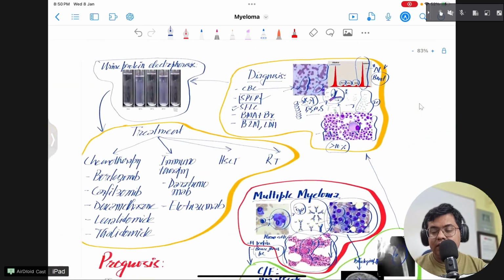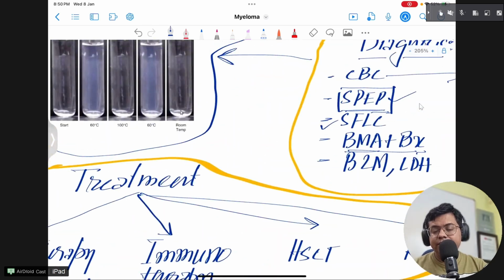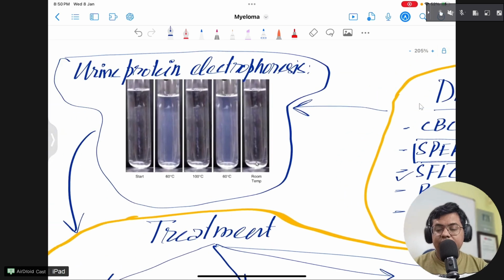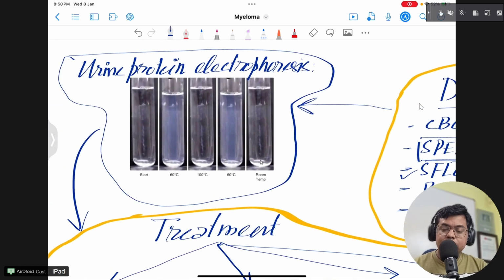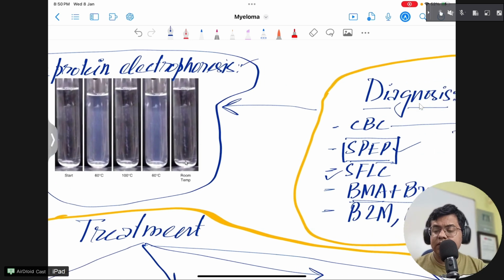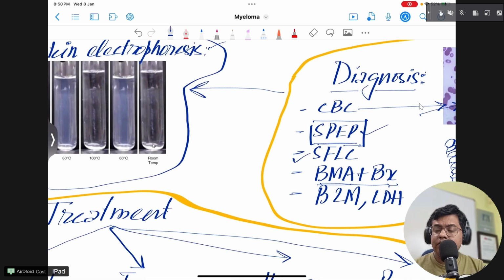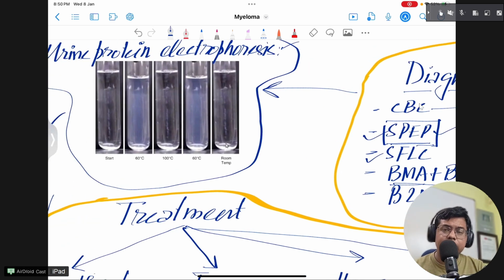Now, let's come to another interesting test in diagnosis of multiple myeloma. Here we can do urine protein electrophoresis as well, just like the serum protein electrophoresis, where you can also find one M band or M protein or M spike, whatever you say. But there is one additional test, that is to detect Bence-Jones protein in urine.